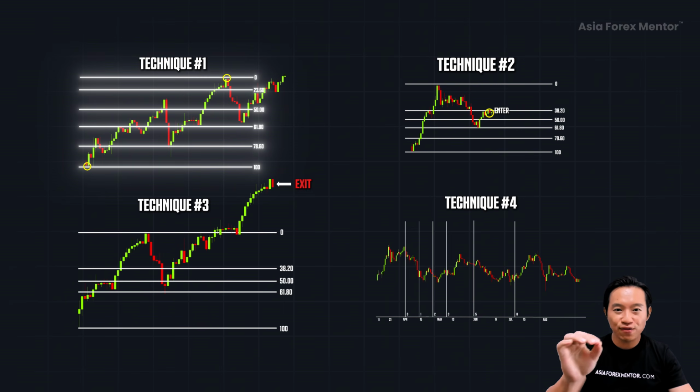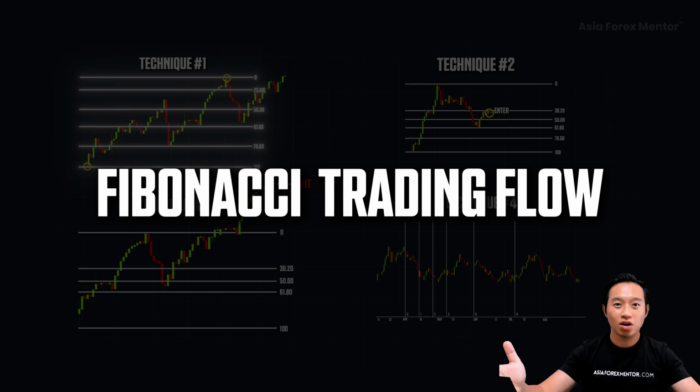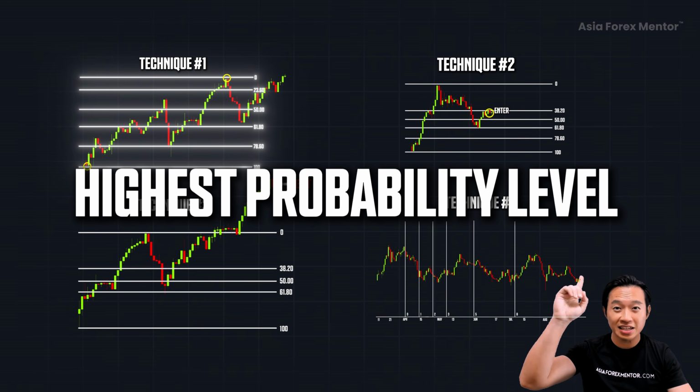And when you add these 4 techniques together, they are no longer tricks. Oh, this one trick, this 2nd trick. No, this is not a one-off setup anymore. This is now the complete Fibonacci trading flow. All right. So the next time you pull out a Fibonacci tool, it's not just lines anymore, right? You know exactly how to trade it with the highest probability level.